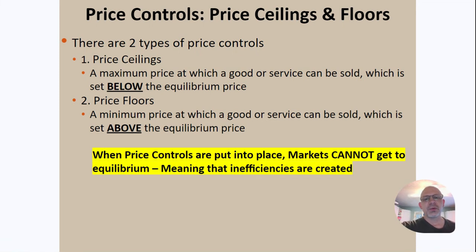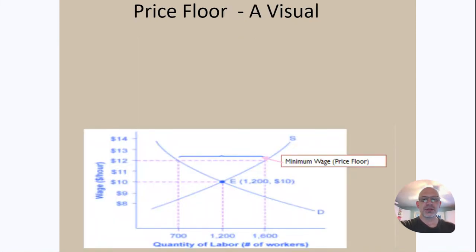Either way, whatever price control is set, in whatever scenario you're given, markets cannot get to equilibrium. If a price ceiling is set, market prices can't rise to equilibrium. If a price floor is set, the market price can't drop. And so inefficiencies are created. You have a surplus or a shortage.